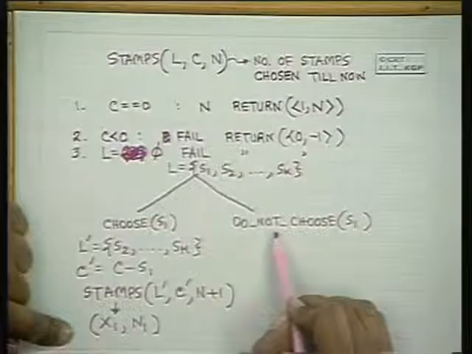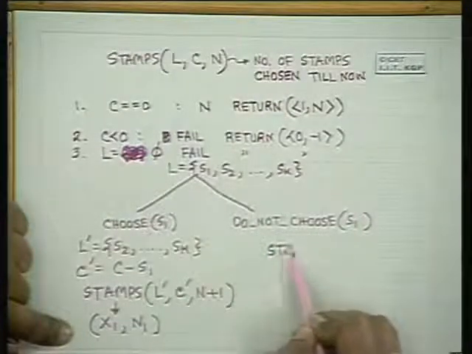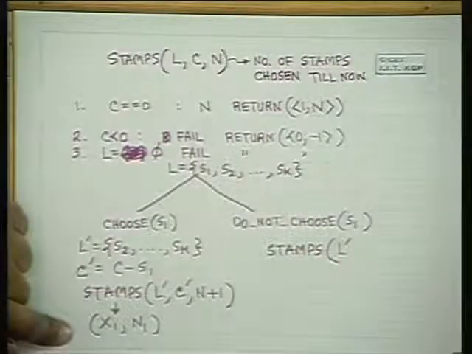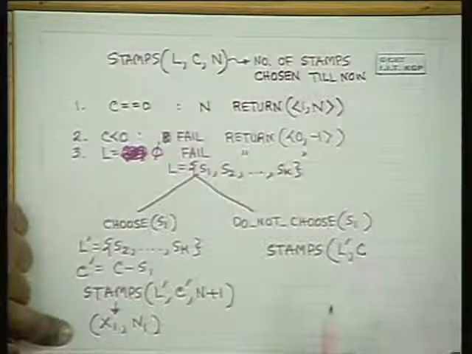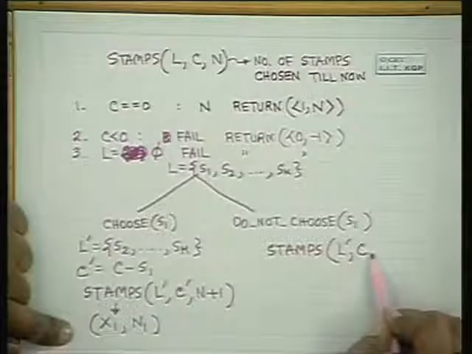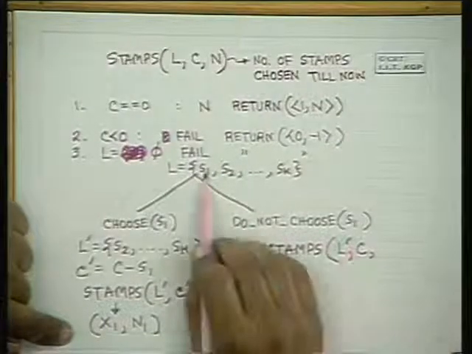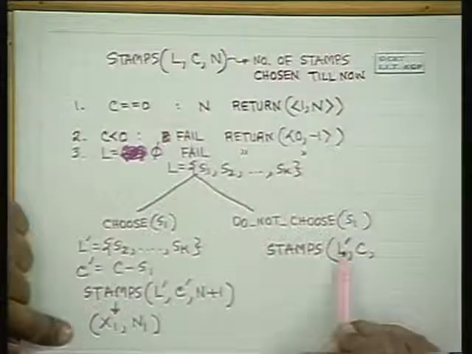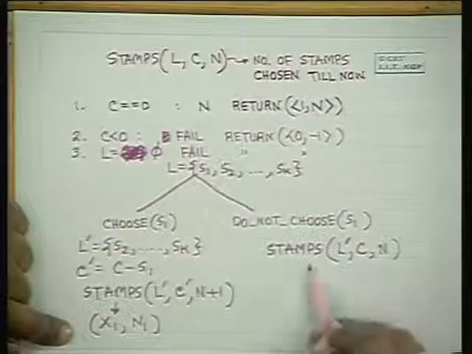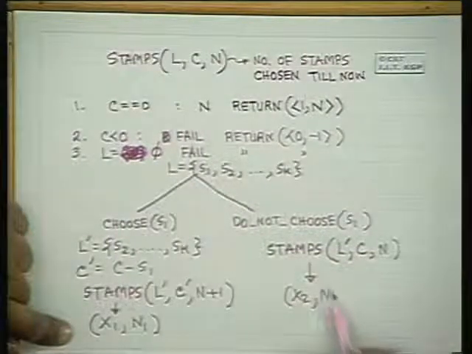And if I do not take it, that is, I do not choose the stamp, then obviously, since I am not going to take it, L dashed is there, but C does not change because I have not chosen any other stamp. I have not chosen any stamp here. So I have just decided not to take S1. So in my new list L dashed, and N remains how many stamps I have already chosen. And suppose this gives x2 n2.